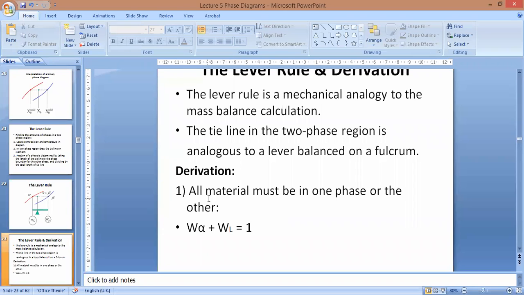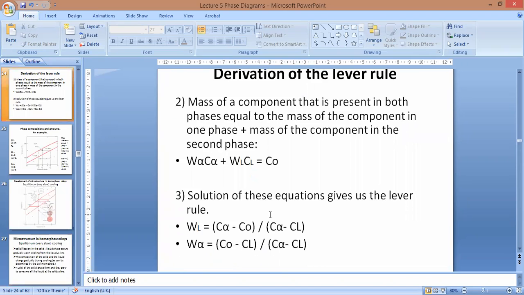So what are the conditions here? All material must be in one phase or the other. So the weight fractions present for alpha and liquid add up to 1. The alpha and the liquid should be 1 all the time. And the mass of the component that is present in both phases equals the mass of the component in one phase plus the mass of the component in the second phase.